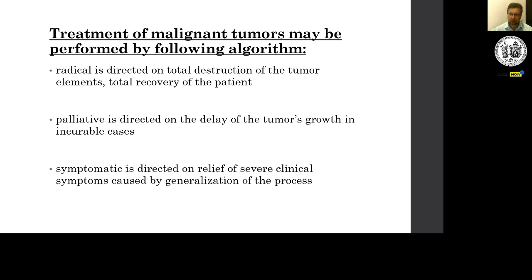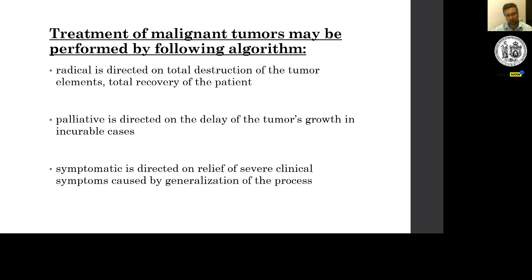Treatment of malignant tumors may be performed by the following algorithm. The first type of treatment program is radical treatment. Radical treatment is directed at total destruction of the tumor elements and total recovery of the patient. Unfortunately, such therapy usually can be used only at the initial stage of the tumor, if those tumors show high radiosensitivity. At the late stage, when the tumor has already infiltrated the surrounding tissues, radical treatment is usually not possible.